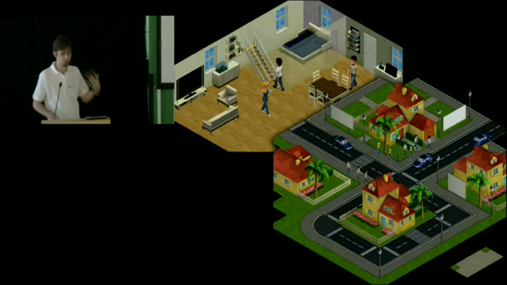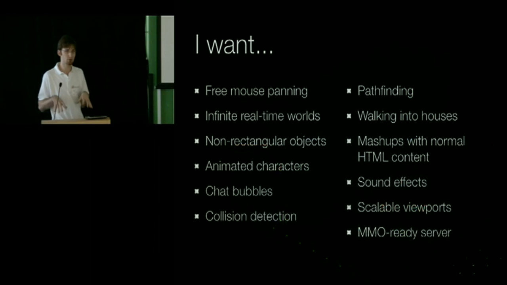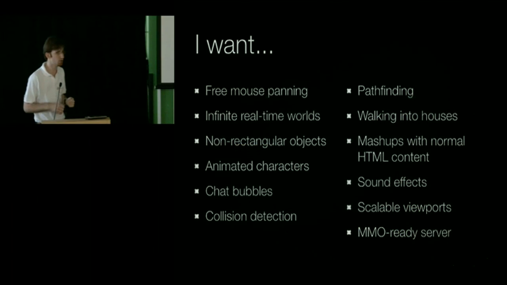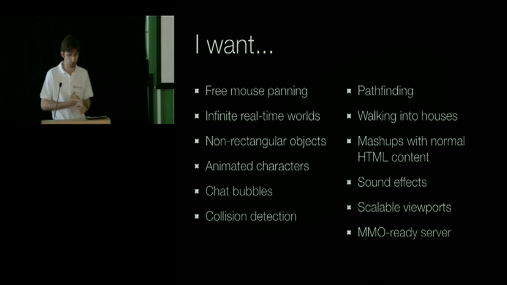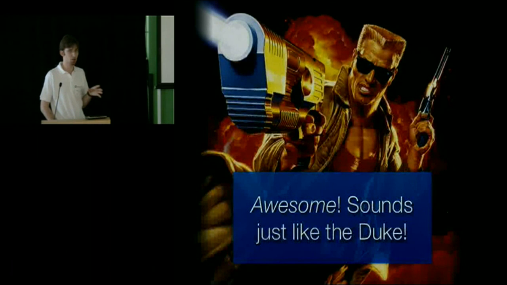And then we figured out what we need for that. If you think about the requirements for that game, you need stuff like free mouse panning, infinite real-time worlds. I want to have a connected world, animated characters, chat bubbles, collision detection, pathfinding, walking into houses, mashups, sound effects, scalable viewports, and the list really is longer than that. There's a lot of stuff you have to care about. So most of you might say, okay, this is awesome, but it just sounds like the Duke Nukem Forever, right?